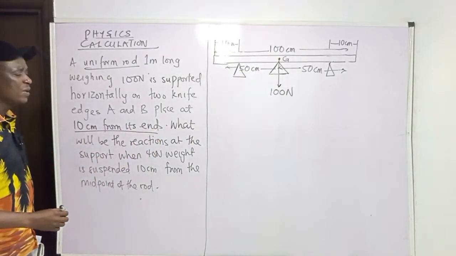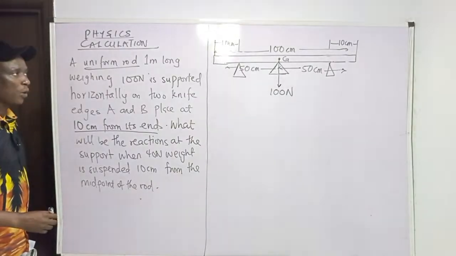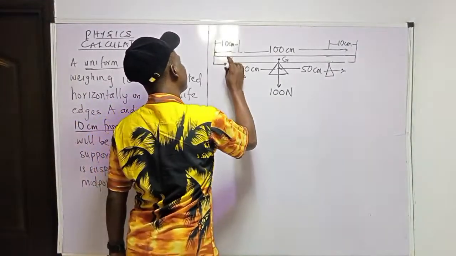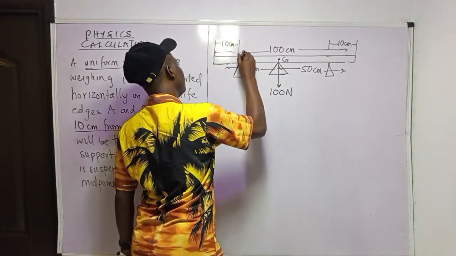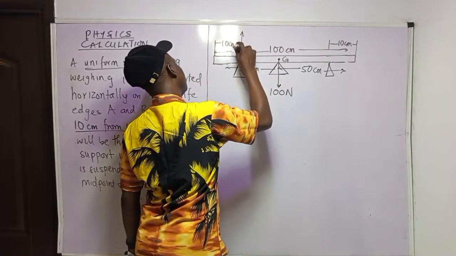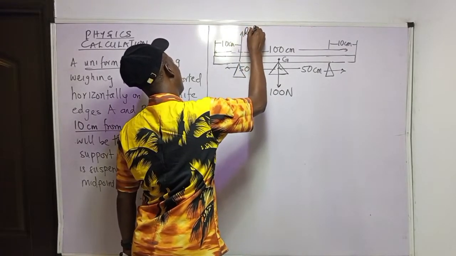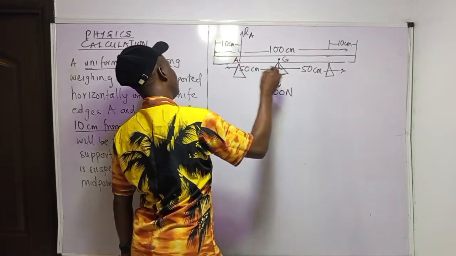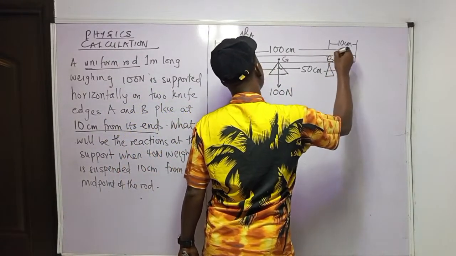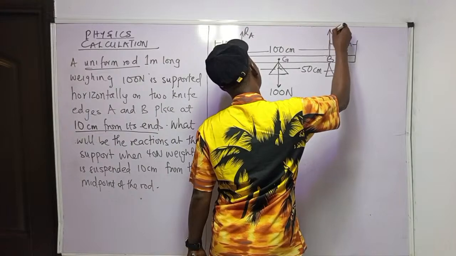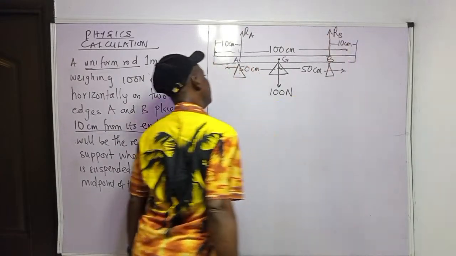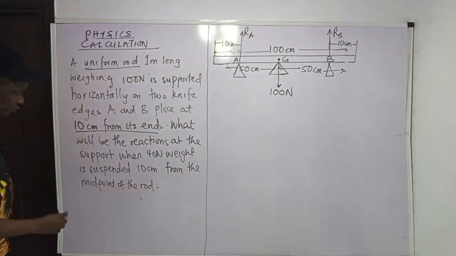They say, what will be the reaction at the support? So there is a reaction here. Let's call it RA, because this is A. Then there is this B, so the reaction acting here will be RB. Now we are not done.